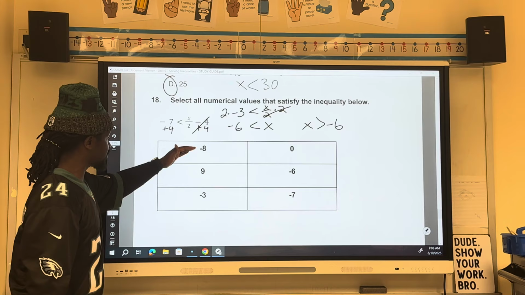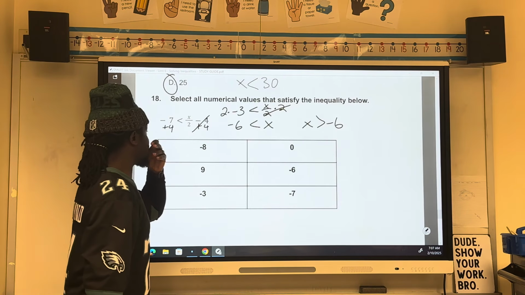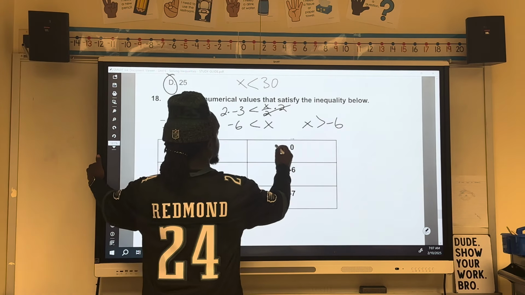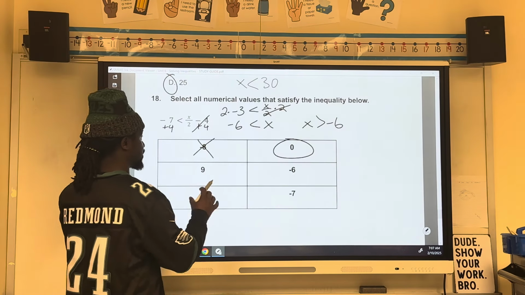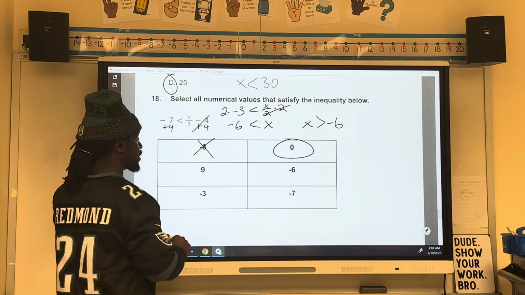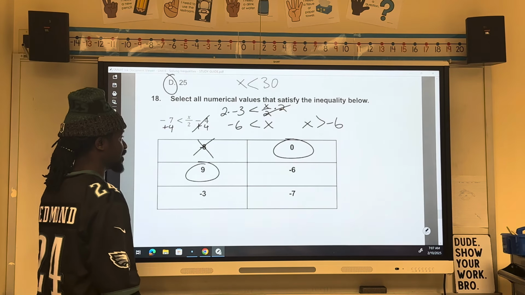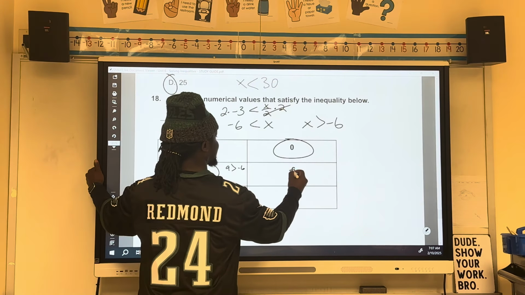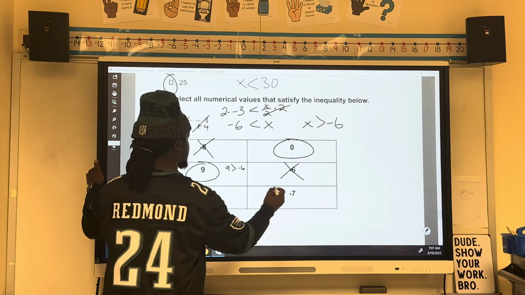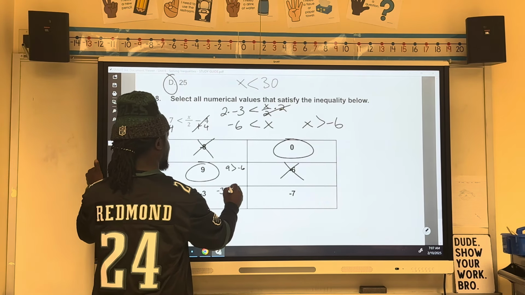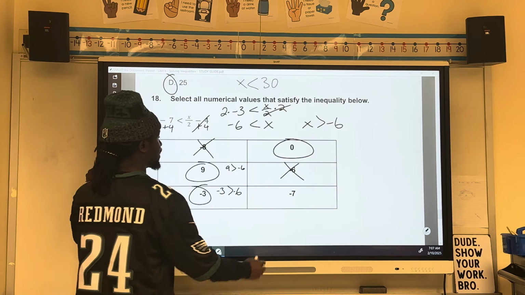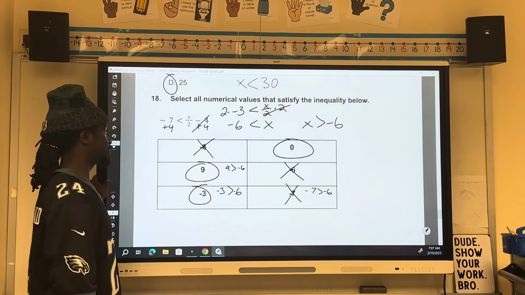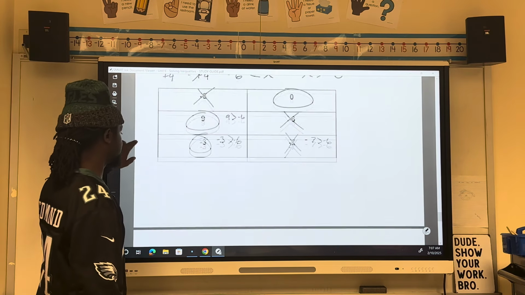So we are looking for each of the numbers that are greater than negative 6. Well, negative 8 is not greater than negative 6. 0 is greater than negative 6, because 0 is greater than any negative number. 9 is also greater than negative 6. Again, 9 is greater than negative 6, that's true. Negative 6 is not greater than negative 6. Negative 3 is greater than negative 6, that's true. Negative 7 is greater than negative 6, that is not true. So those are our solutions. All right.